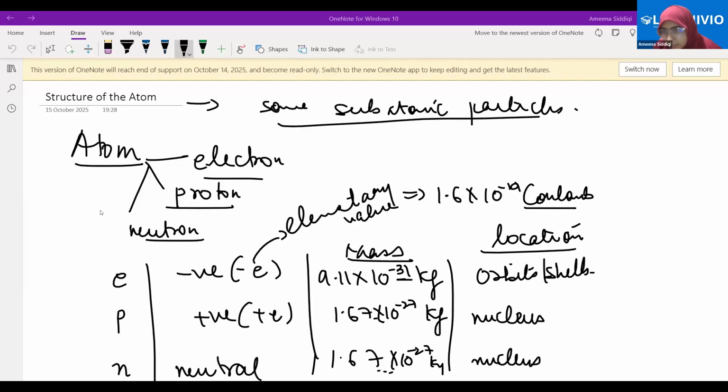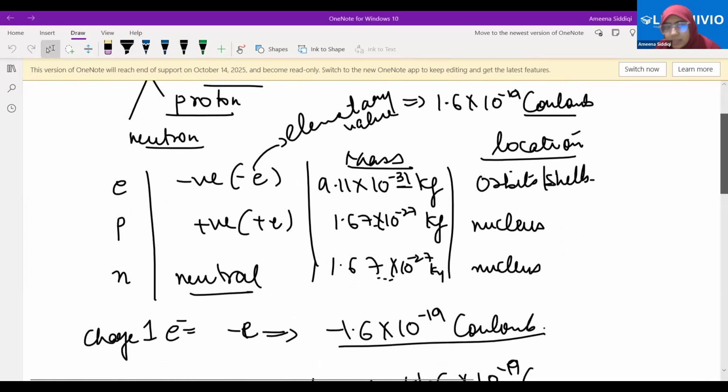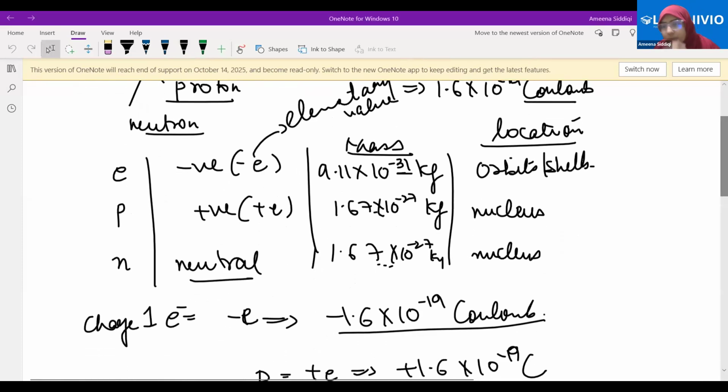Very quickly. There are three subatomic particles within the atom: electrons, protons, and neutrons. Now we are going to learn some of the different characteristics for each of the subatomic particles, because these are going to affect the nature and behavior of the atom. Based on charge, the electrons are negatively charged, -1e, protons positively charged, +1e, and the neutrons are neutral.